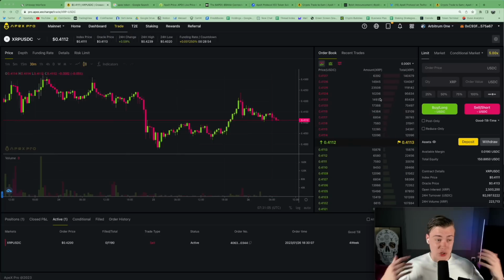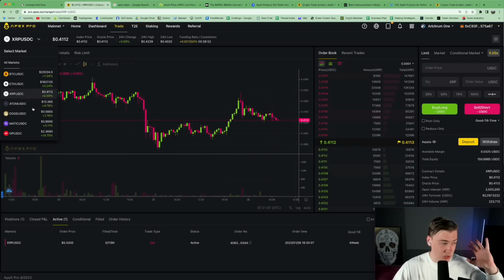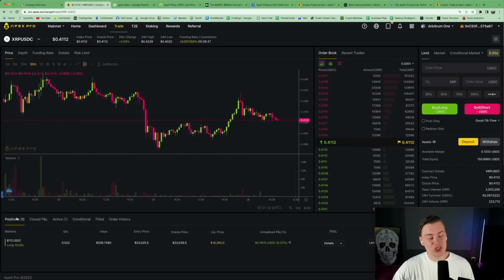So that is how you open a trade on Apex. You can do this with any of the 7 trading pairs: long, short, adjust your leverage, adjust your take profit, and adjust your stop loss.